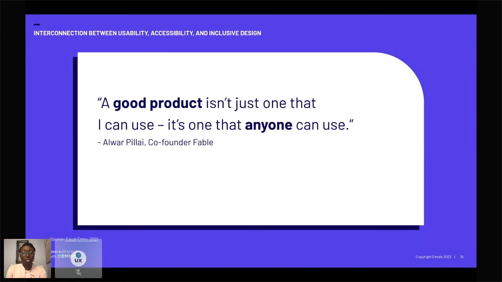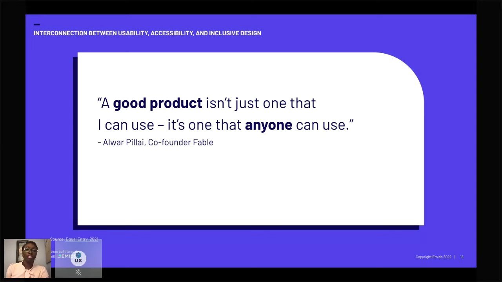And I would like to state a quote by Ava Pila, and she said, "A good product isn't just one that I can use; it's one that anyone can use." I really like this quote. And by the way, Ava Pile is the co-founder of Fable. Fable is an accessibility company that supports engaging people with disability in interacting with products, testing them before they are released to the market, and also providing capacity building for people who want to learn more about accessibility.